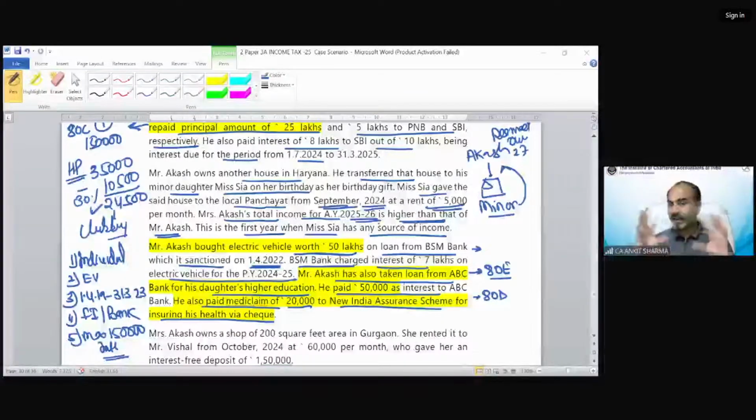Whenever we see an electric vehicle, we start thinking about the amount of deduction, not the provision. So please apply the provision first before arriving at the conclusion.